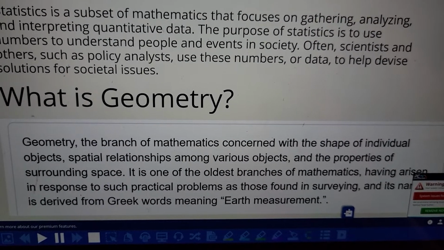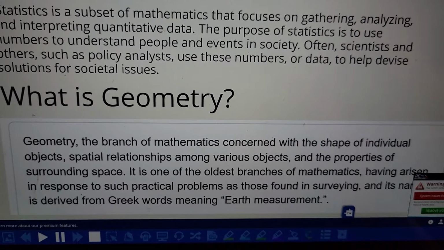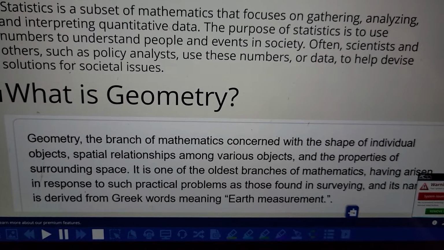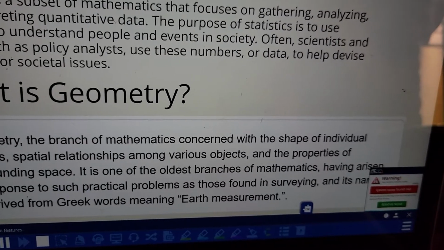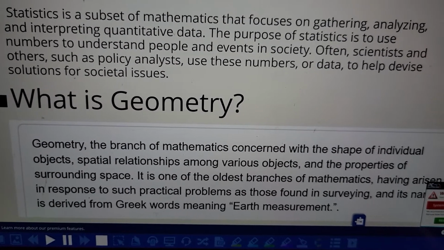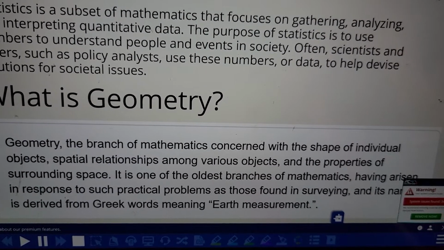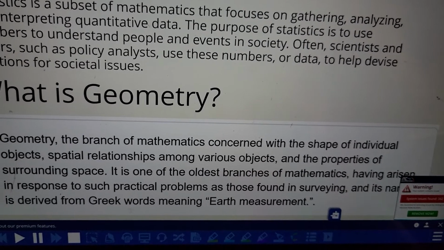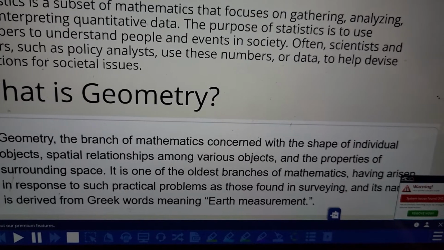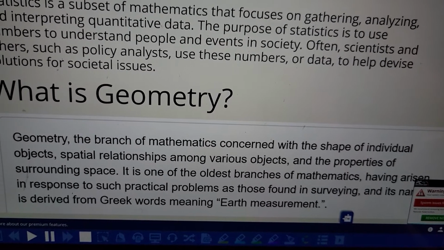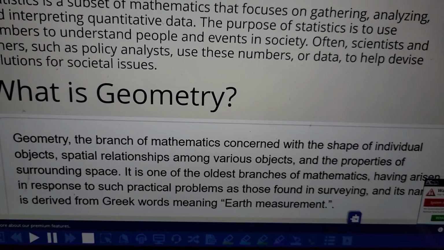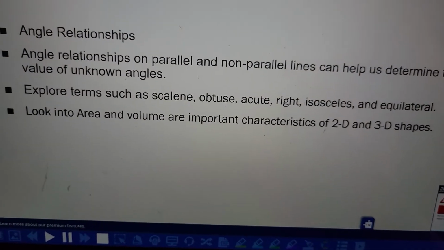When thinking of geometry, whenever you ask an elementary student, they say shapes. So this is true. Geometry is the branch of mathematics concerned with shapes of an individual object, spatial relationships among various objects, and the properties of surrounding space. It is one of the oldest branches of mathematics, in response to practical problems such as those found in surveying.